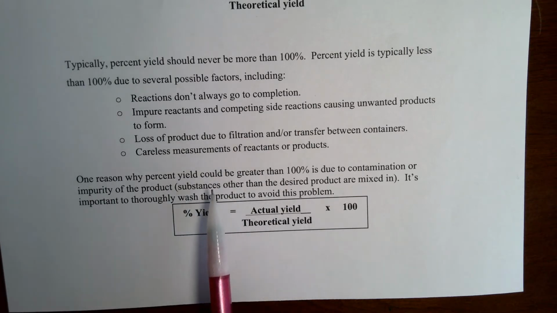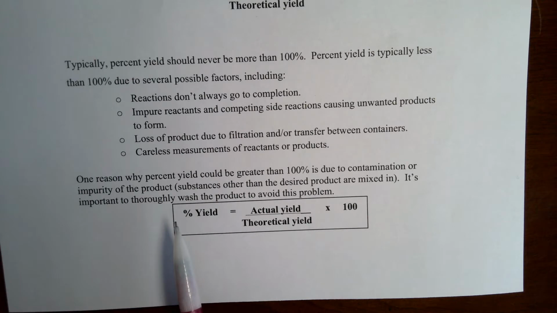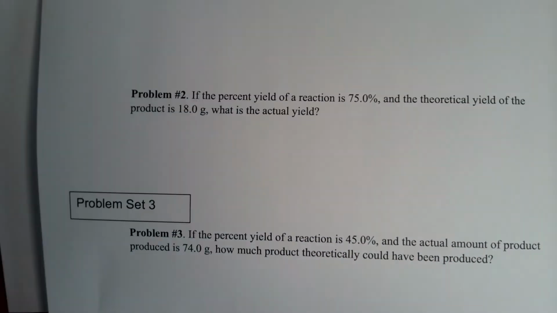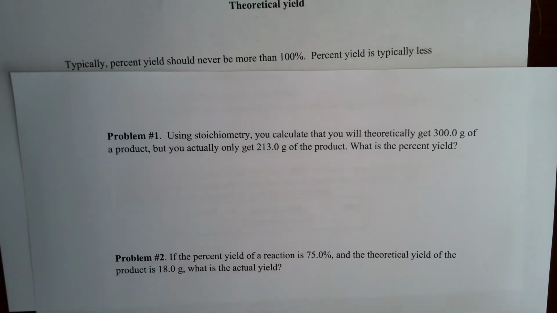One reason why percent yield could be greater than 100% is due to contamination or impurity of the product. So substances other than the desired product are mixed in. We try to thoroughly wash the product to avoid this problem, but that doesn't always prevent a percent yield greater than 100% from happening. So let's take a look at a couple of problems that you might come across.